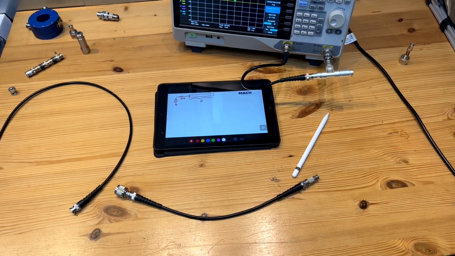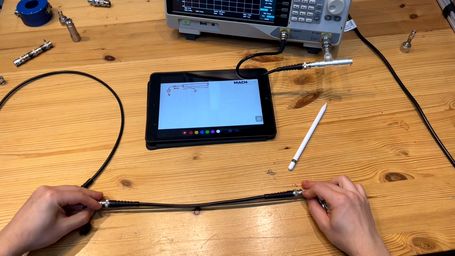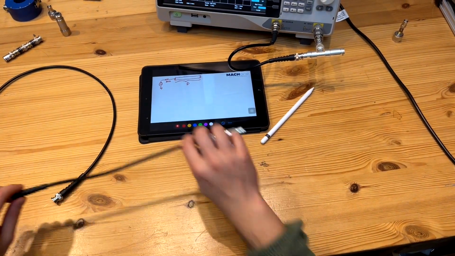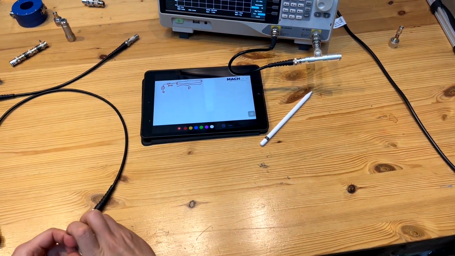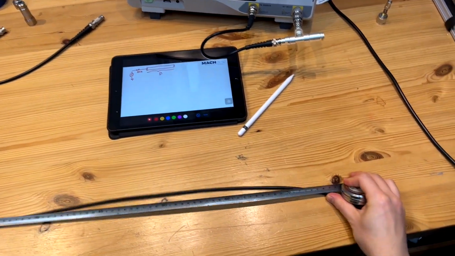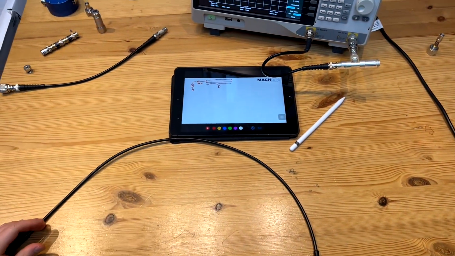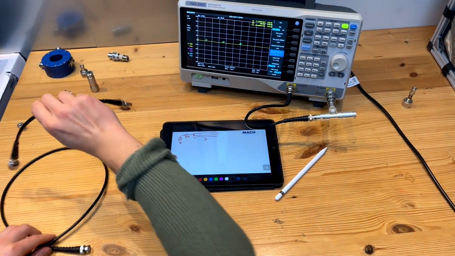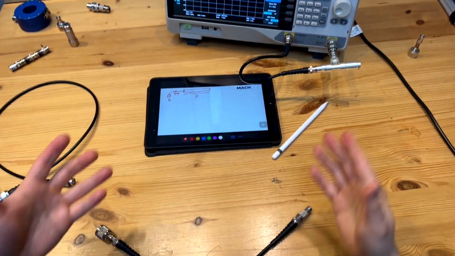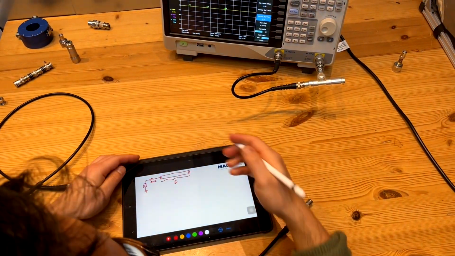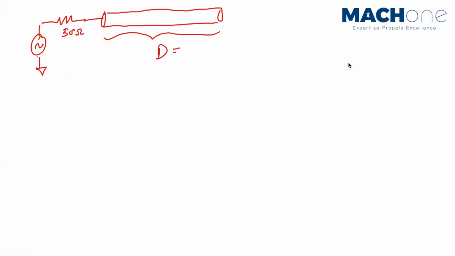Okay, so the first one, let's have a look. It's about 40 centimeters. So the first one is 40 centimeters long, and the second one is about 80 centimeters long, twice the size of the shorter coaxial cable. Now before we connect this coaxial cable to the port, I wanted to explain. This is what we measure, 40 centimeters, and this is what we call the physical length.